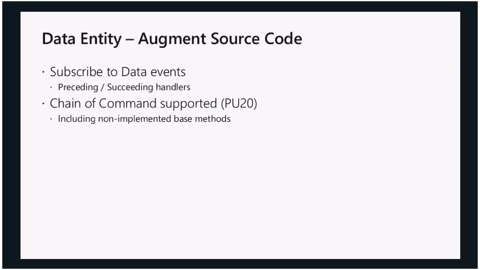Data entities provide a wide range of events, much like the underlying tables themselves. Subscribing to these events is identical to the process of subscribing to form and table events. Like the table events, these generally come in pairs, with the preceding event ending in "ing" and a succeeding event ending in "ed". Now, new with PU20 is the ability to write extension classes against data entities, and thus implement chain of command wrappers around data entity methods. This can even include methods that are not implemented in the target data entity, so unimplemented base methods are possible to add via extensions.